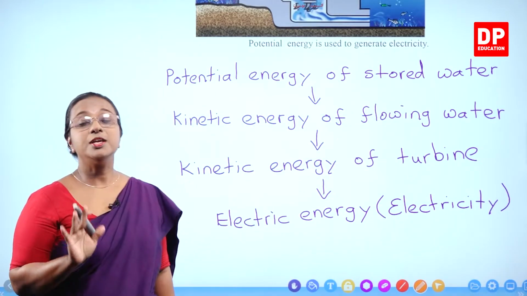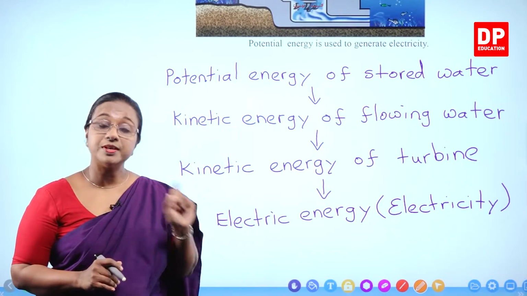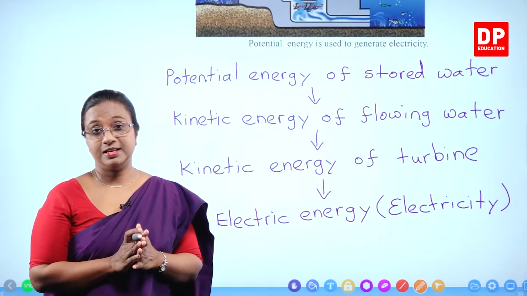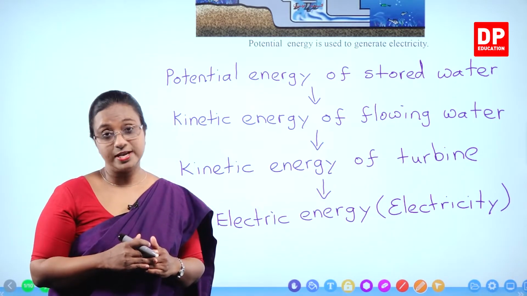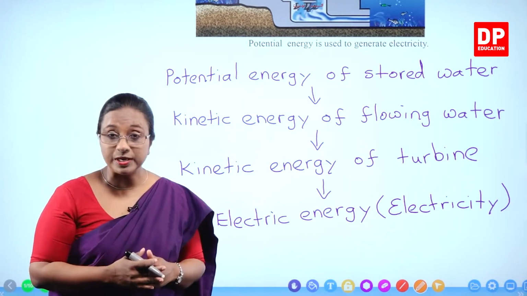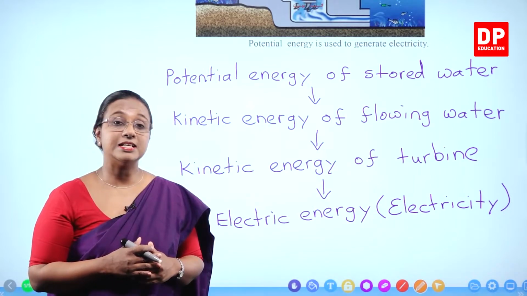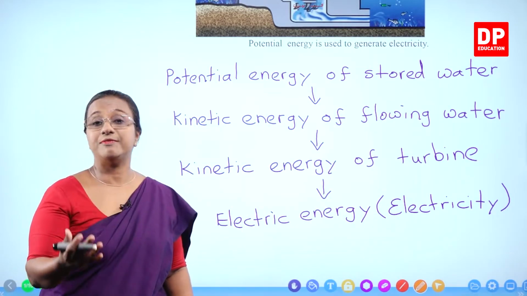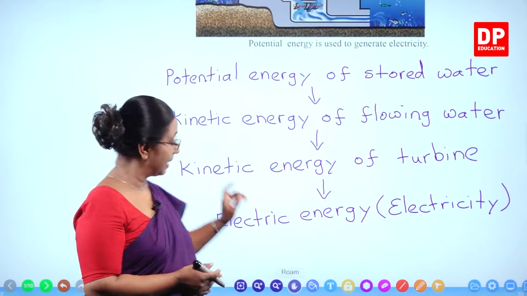So this is what you need to remember, students. If they show you a position and ask you for the energy conversion, you should know to identify that. And you all have to remember, the higher the reservoir is, there will be more potential energy. Then that will be converted to more kinetic energy, and that can lead to generation of electricity more efficiently. That is what happens in the hydropower plant.